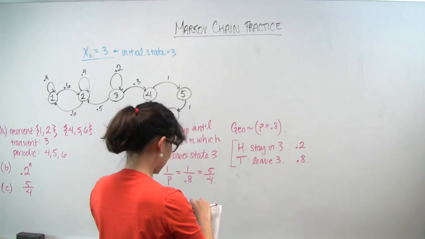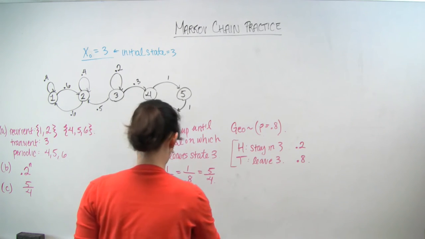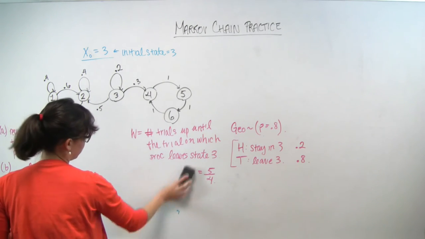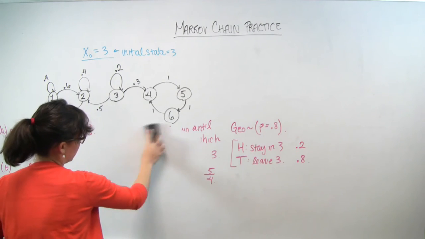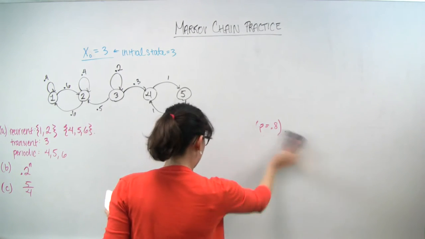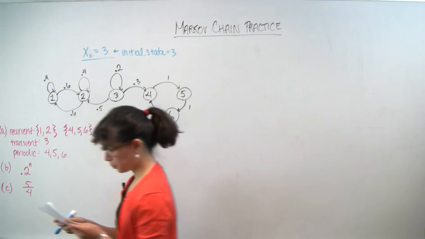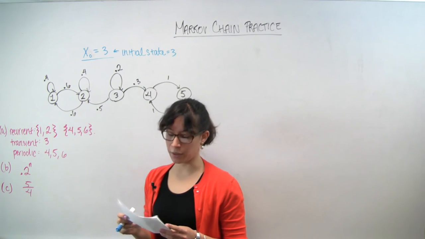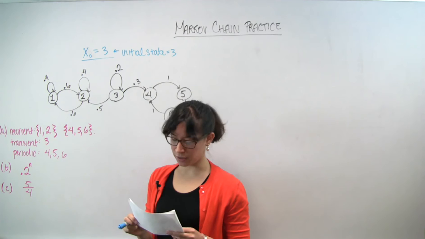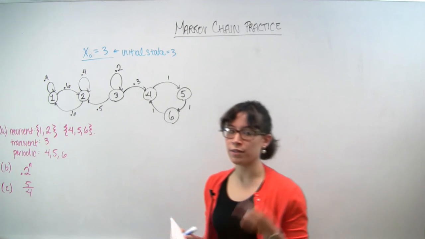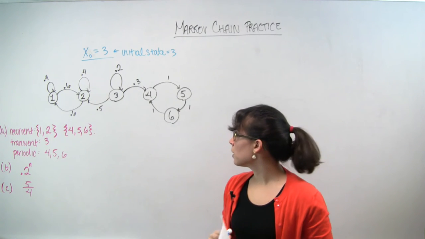So I'll let you guys read part D while I'm erasing. I'm going to switch colors to make things more interesting. So part D asks us to find the probability that the process never enters state 1. And we're going to solve this problem in 2 different ways.